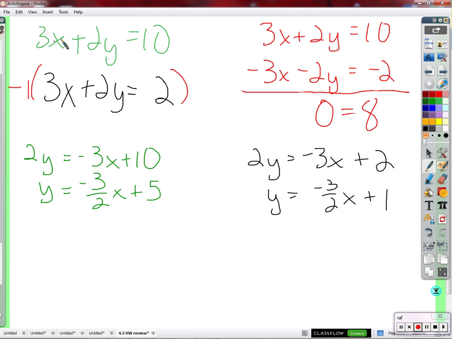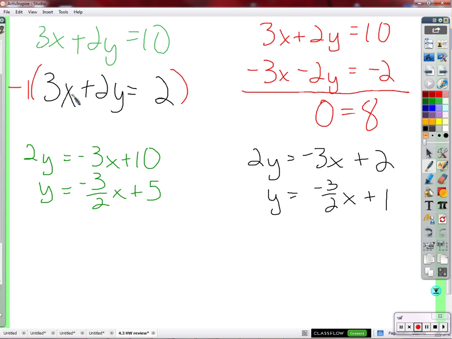So I put in like 1 for x and 1 for y, and that's not going to work. 2 for x and 2 for y, I get 6 plus 4, and that would be 10.